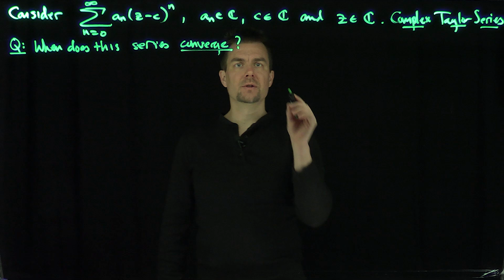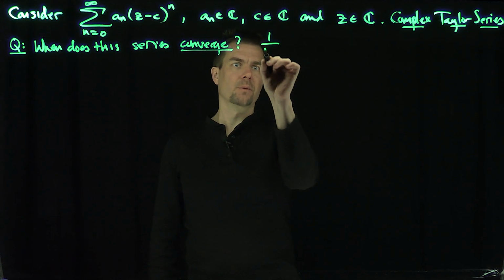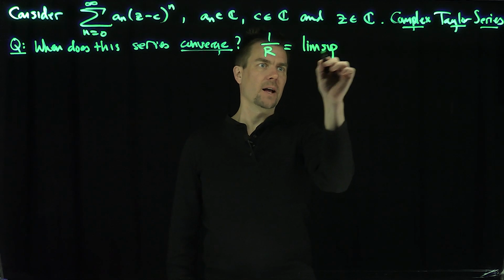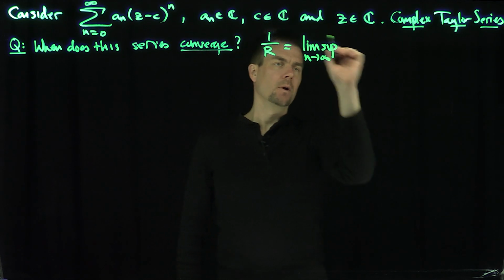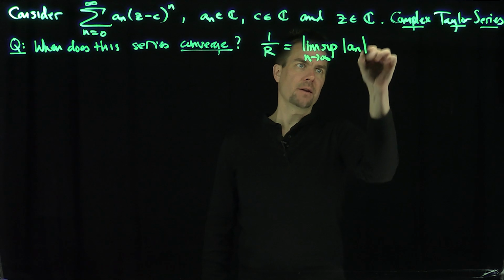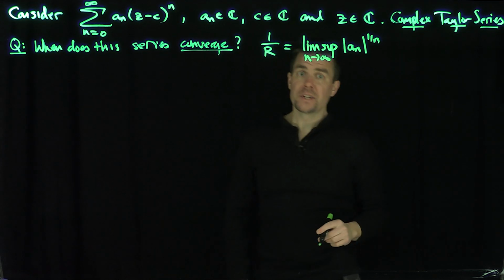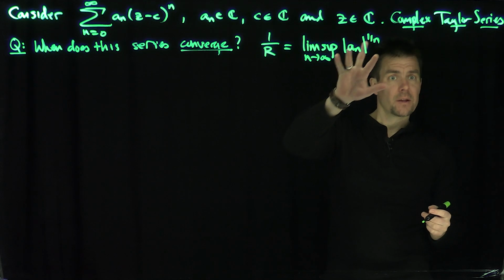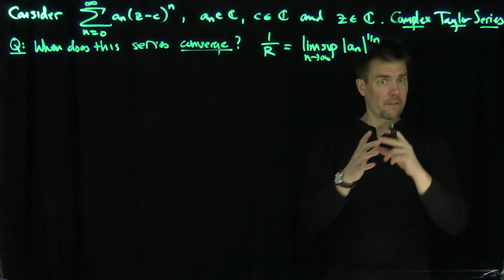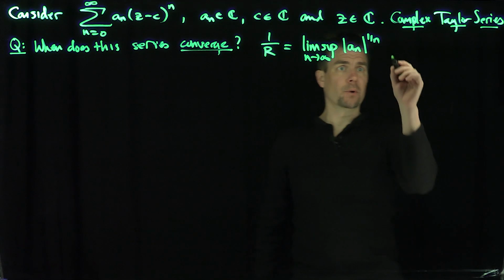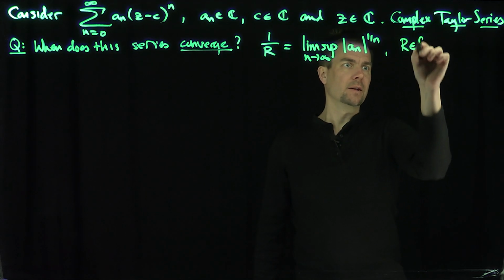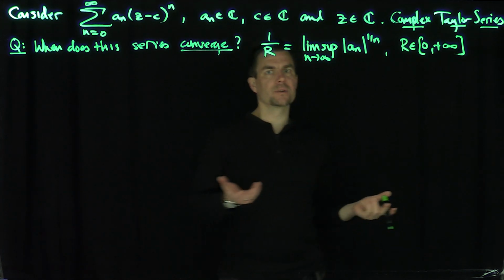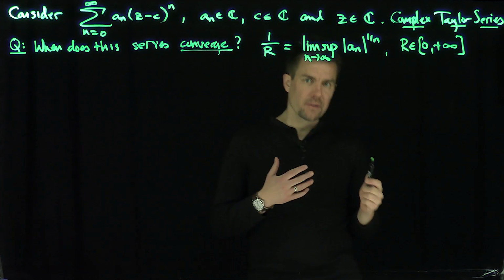The answer is we're going to consider this formula: 1 over R is the lim sup as n tends to infinity of the modulus of these numbers a_n to the 1 over n. This will yield a number, which could be 0, infinity, or a finite positive number. So this number R is between 0 and positive infinity. The cases when R is equal to 0 and R is equal to positive infinity are easy to deal with.